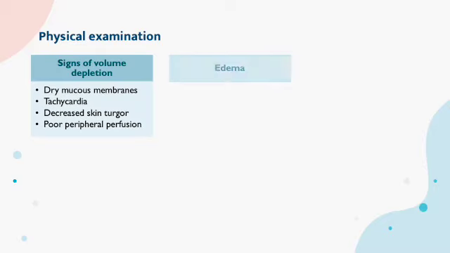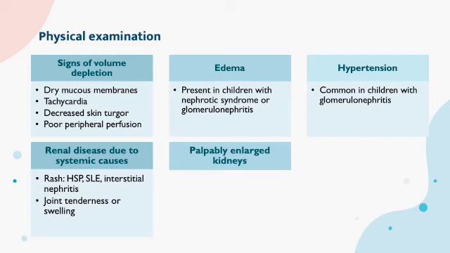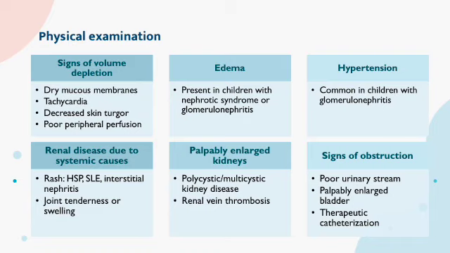The physical examination should include measurement of blood pressure, assessment of fluid status and edema, and the signs of underlying cause or risk factors. The presence of the following physical findings often points to a specific underlying etiology, like signs of volume depletion, edema, hypertension, renal disease due to systemic causes, palpable enlarged kidneys, and signs of obstruction.